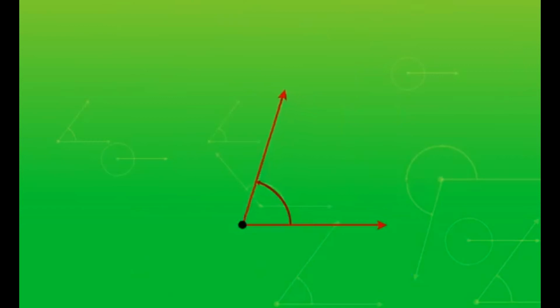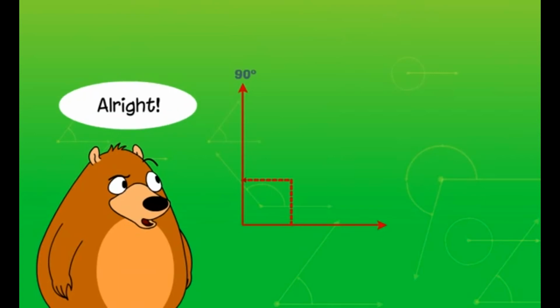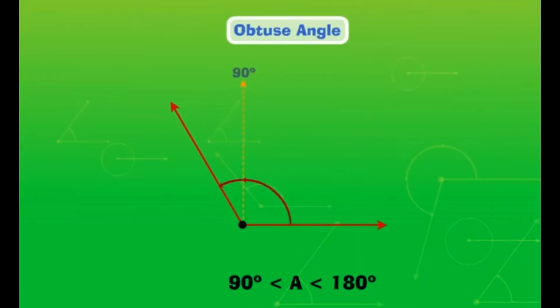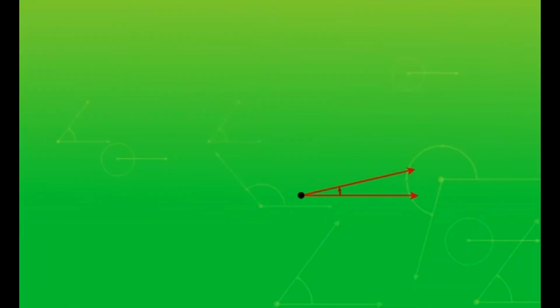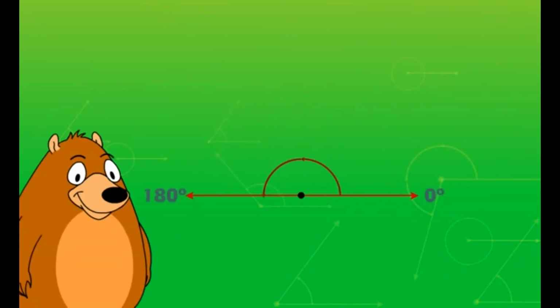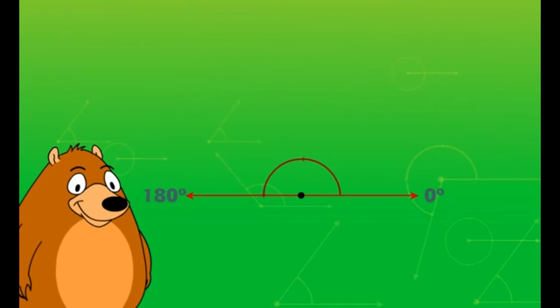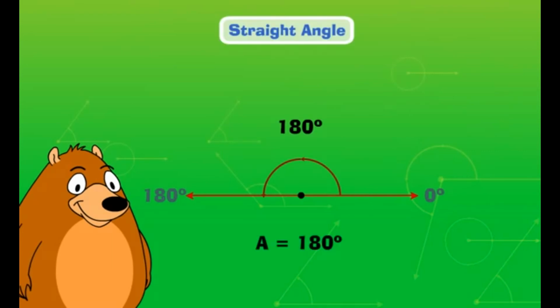An angle whose measure is 90 degree is called a right angle. Right angles are larger than acute angles. Obtuse angles are bigger than right angles. They measure between 90 degree to 180 degree. What will happen if both the arms of the angle are in opposite directions? Nothing. There will be no angle. Wrong. This type of angle that measures 180 degree is called a straight angle.